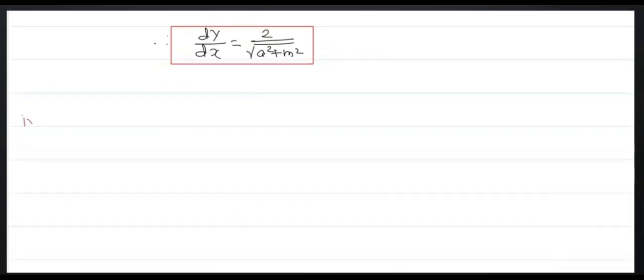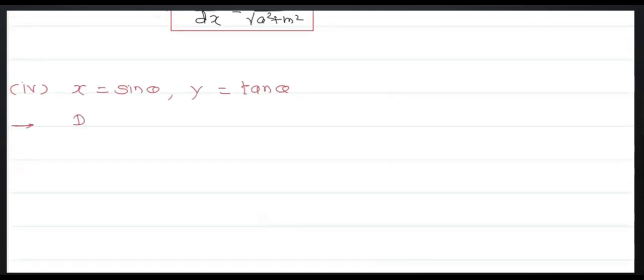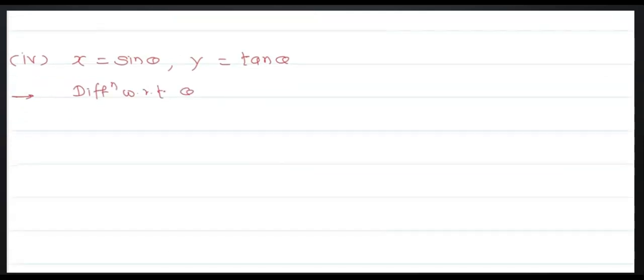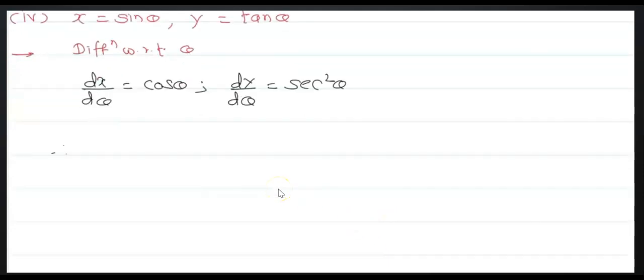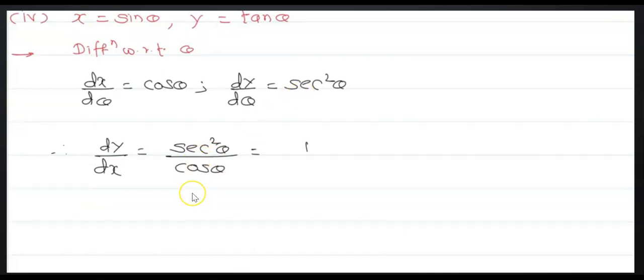Next is the fourth one. x is equal to sin theta, y is equal to tan theta. A very simple question. Differentiate this with respect to theta. The derivative of sin theta is cos theta, so dx/d theta is equal to cos theta. The derivative of tan theta is sec square theta. Therefore, dy/dx is equal to (dy/d theta) upon (dx/d theta), that is sec square theta upon cos theta.